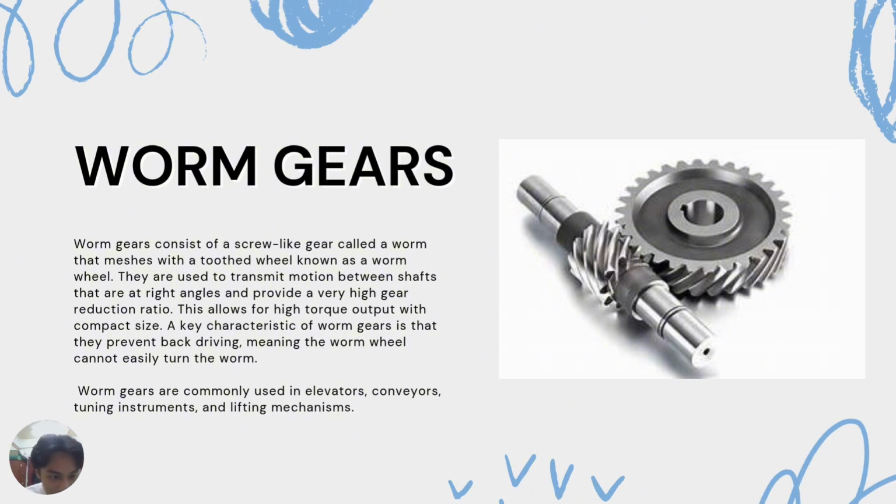A key characteristic of worm gears is that they prevent back driving, meaning the worm wheel cannot easily turn the worm. Worm gears are commonly used in elevators, conveyors, tuning instruments, and lifting mechanisms. So as the image shown in the slide, the worm gear is basically a metal rod that connects to the gears, and the teeth are not straight teeth, but they have an angle.